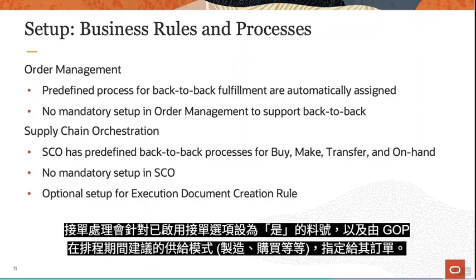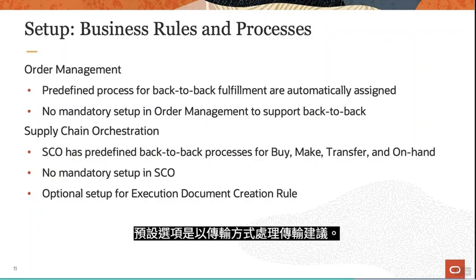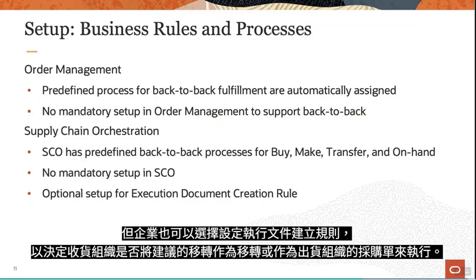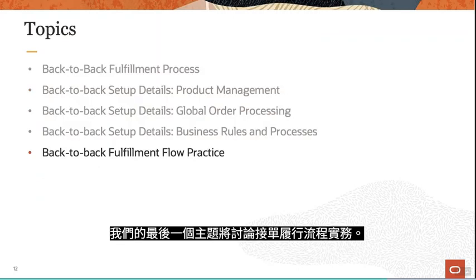A back-to-back process is assigned to orders for the items for which the back-to-back enabled option has been set to yes, and the mode of supply, which is make, buy, and so on, is suggested by GOP during scheduling. The default option is to process a transfer recommendation as a transfer, but enterprises also have the option to set up execution document creation rules that will determine if the recommended transfer is to be executed as a transfer or as a purchase order from the shipping organization by the receiving organization. Our last topic will discuss back-to-back fulfillment flow practice.